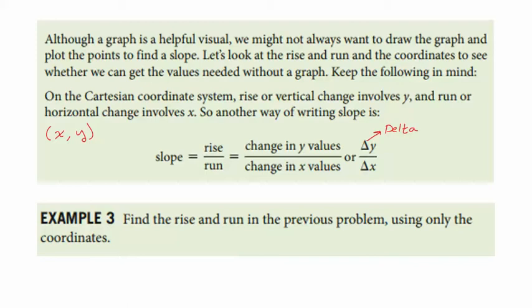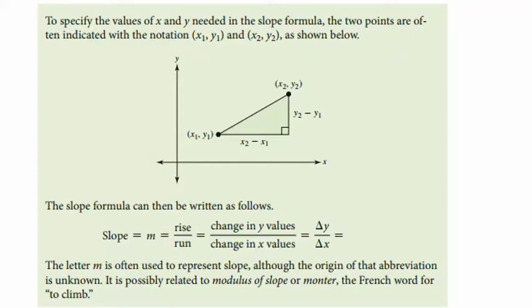So example 3 says to find the rise and the run in the previous problem using only the coordinates. Well, before we do that, let's actually look at the formula, the way to do that. This is the top of page 223. We've got this picture here, and what's going on in this picture is that we're given 2 points, x1, y1, and x2, y2. The reason they're noted 1 and 2 is to distinguish them from each other. This is the x value of one point, this is the x value of a second point, and these are the y values of those same two points.